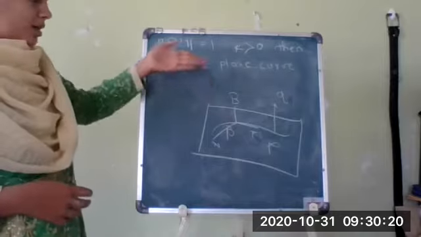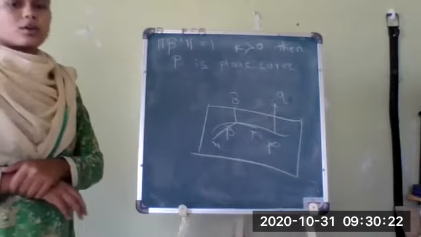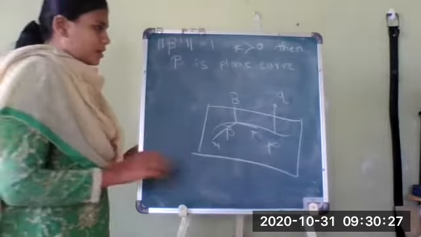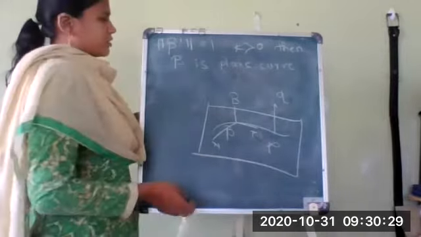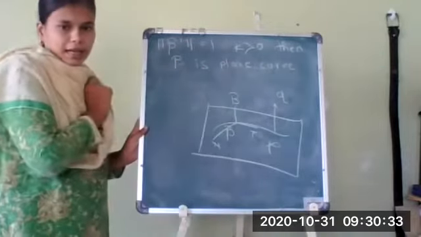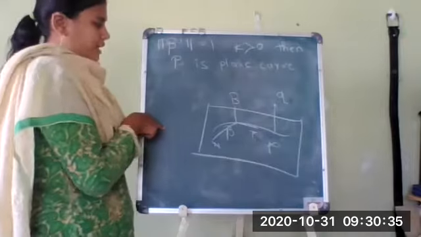Because if it is normal to the plane, obviously it must be normal to each and everything on the plane. Okay. Now what we have to show is tau equals 0. Now if beta is a plane curve, it must satisfy the equation of a plane. It must satisfy the equation of a plane means what?